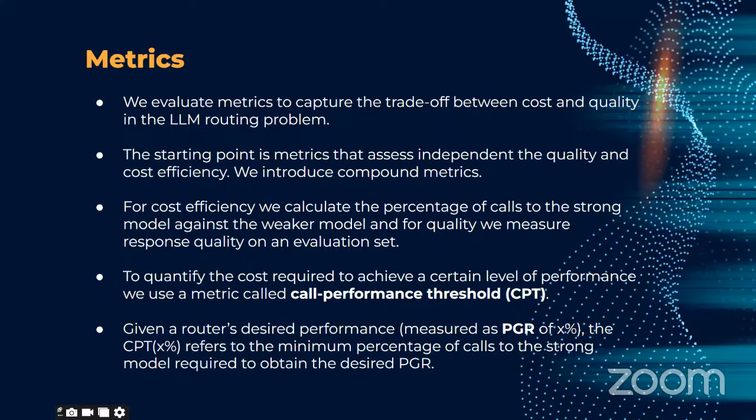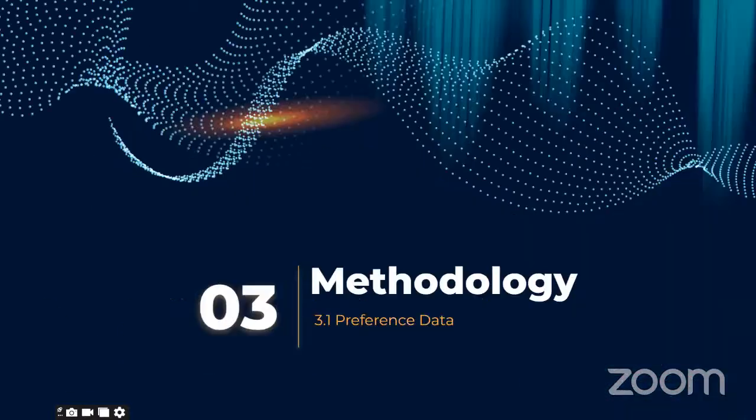Given a router's desired performance measured as PGR of X%, the CPT refers to the minimum percentage of calls to the strong module required to obtain the desired PGR.